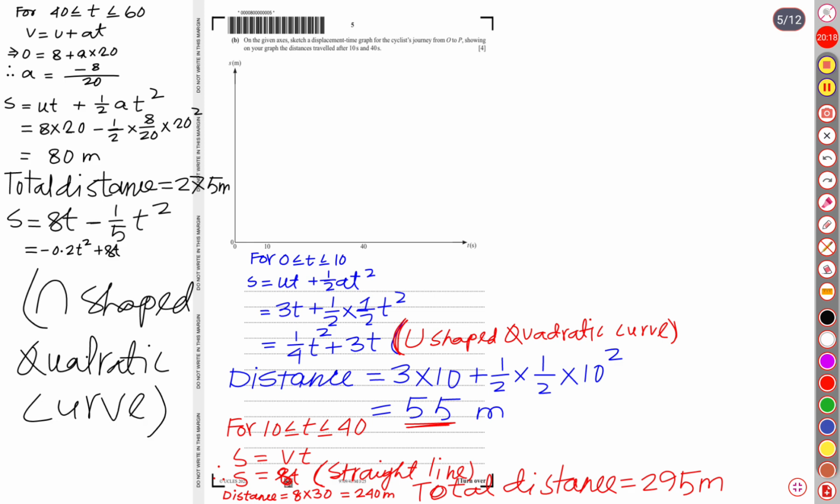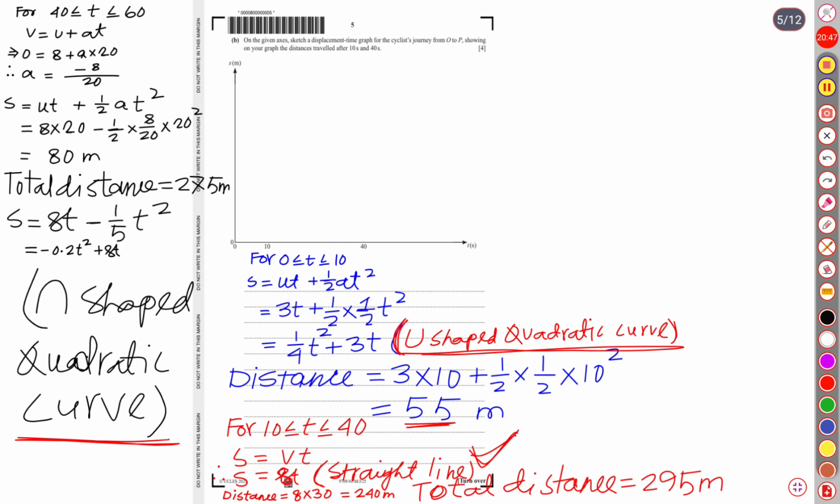Okay, so quadratic graph. We have got all three graphs, so now we can easily start our drawing. The first one was this U-shaped quadratic curve, and the second one was a straight line. The final one was U-shaped, that means a negative quadratic curve. So let us start writing.